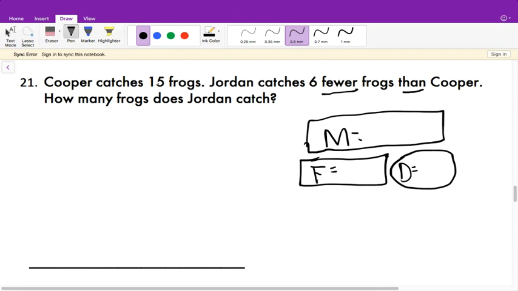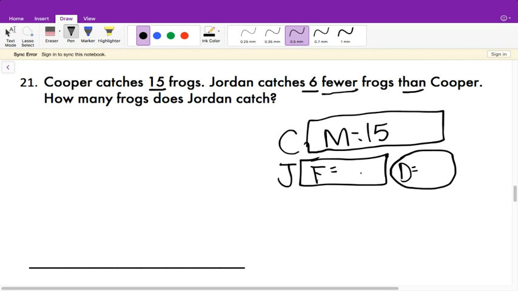So up here it says Cooper catches 15 frogs. And then it says Jordan catches 6 fewer than Cooper. So Jordan catches fewer than Cooper. So Jordan is fewer. He needs to go on the bottom and Cooper is going to go on the top. So now we saw Cooper caught 15 frogs. So I'm going to write 15 up here for more.